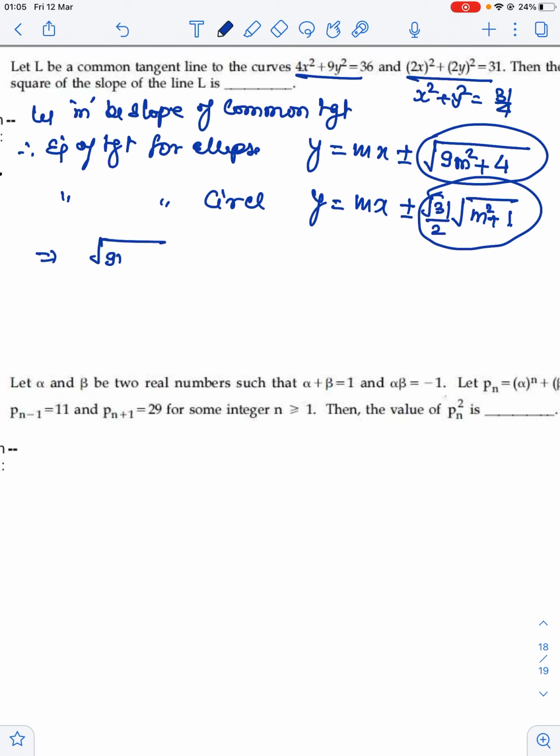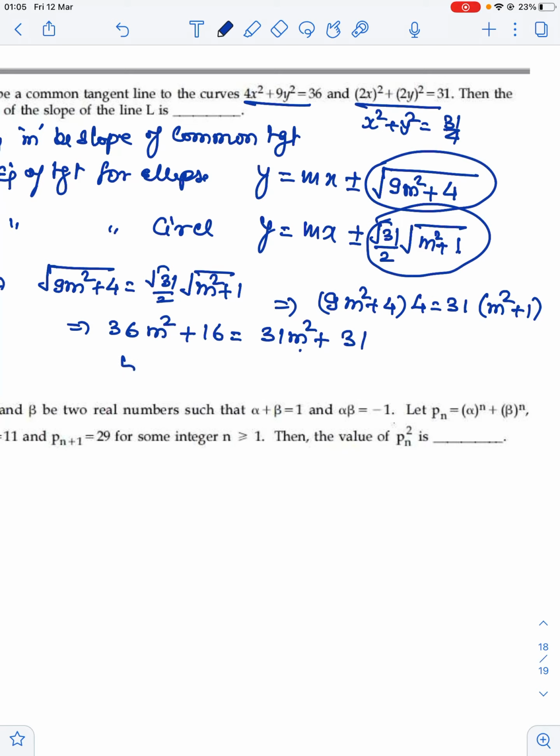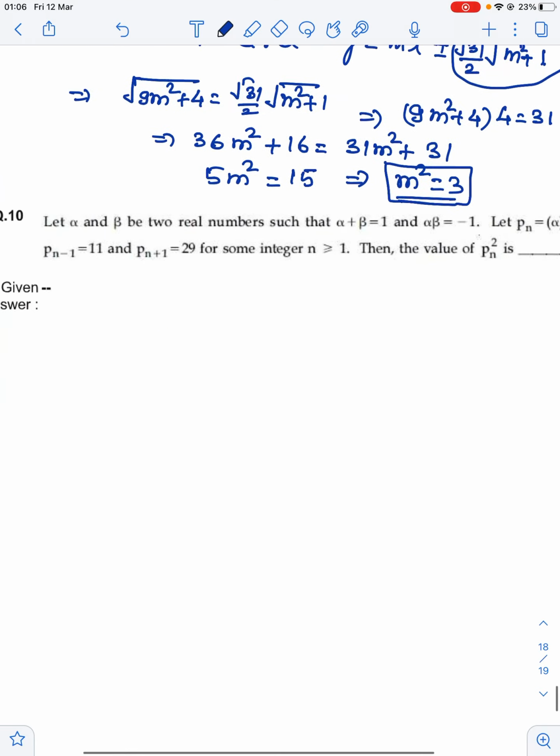So that means root of 9m square plus 4 has to be equal to root 31 by 2 root of m square plus 1. Squaring both sides, it will give us 9m square plus 4 times 4 is equal to 31 times m square plus 1. So this is 36 m square plus 16 is equal to 31 m square plus 31. So 5 m square is equal to 15, that is m square has to be equal to 3. That's what they're asking, the square of the slope.